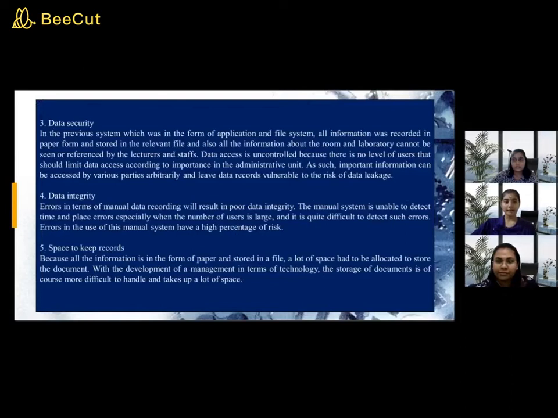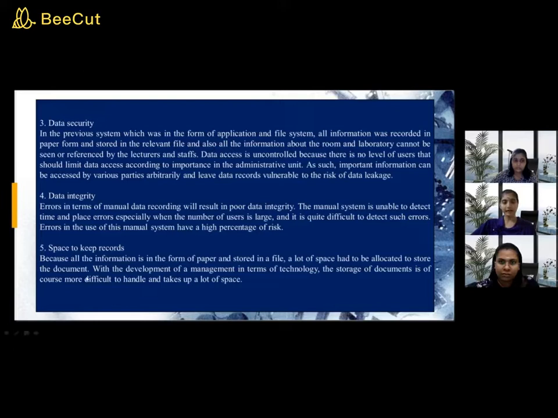Third is data security. In the previous system, which was in the form of application and file system, all information was recorded in paper form and stored in the relevant file, and all the information about the room and laboratory cannot be seen or referenced by the lecturers and staff. Data access is uncontrolled because there is no level of users that should limit data access according to the importance of the administrative unit. As such, important information can be accessed by various parties arbitrarily and leaves data records vulnerable to the risk of data leakage.